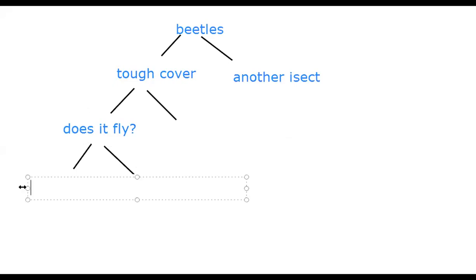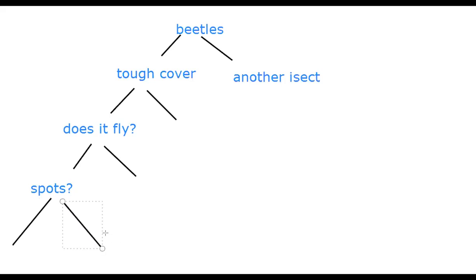Does it have spots? Let's say I can see spots, because the number of spots on each beetle is different. If it's yes, I will go to another question. If it has spots, I will ask another question.